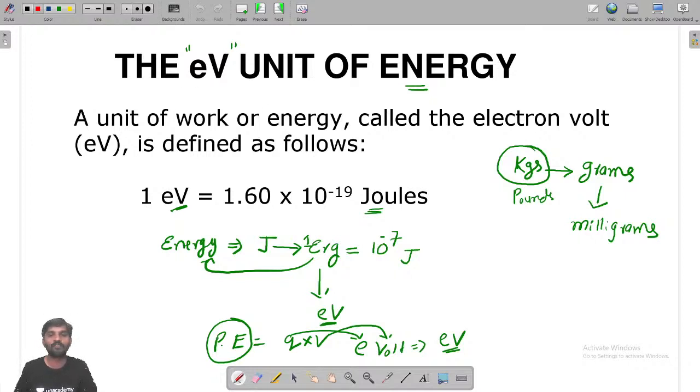The electron volt is a unit of energy. As I told you, the joule is a very big unit. As we have kilograms, grams, and milligrams to measure the weight of a system, similarly, to measure energy we have another unit called the electron volt, like ergs and electron volts. We have discussed in detail why we have this.